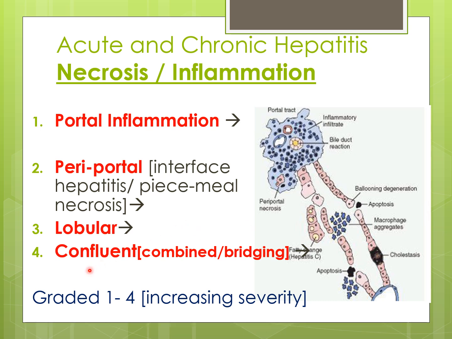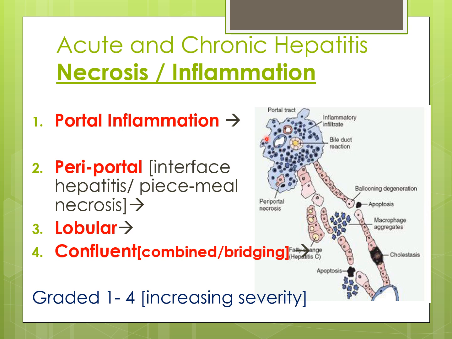Finally, confluent. Confluent means combined. So small areas combine to form larger areas. So that is a confluent inflammation, and the highest grade 4 inflammation is called confluent inflammation, a combined inflammation. Some people also call it bridging. We'll see this word bridging in the next slide. And bridging necrosis can occur from the portal tract up to the central vein.